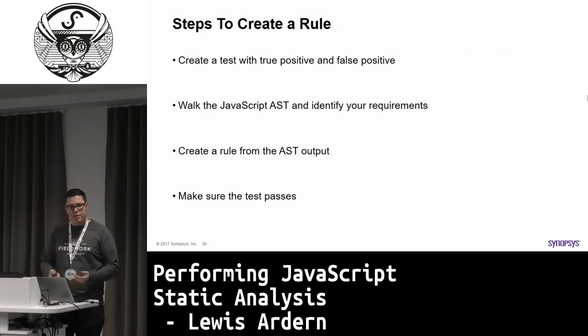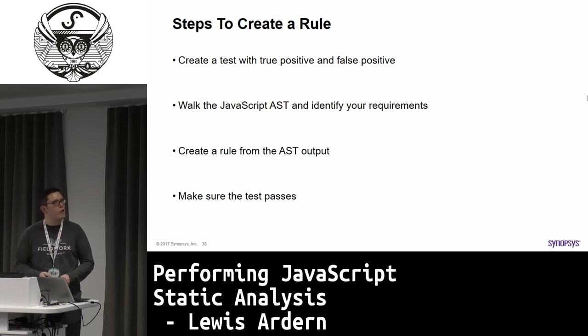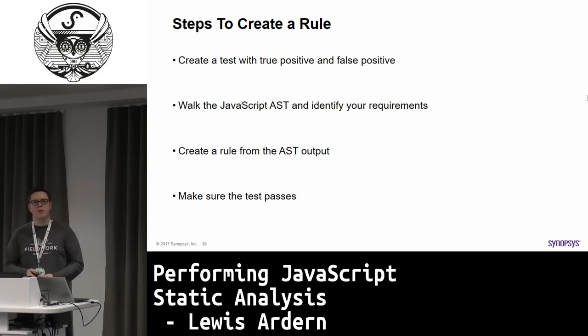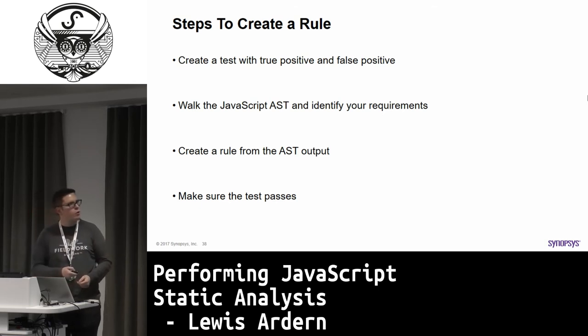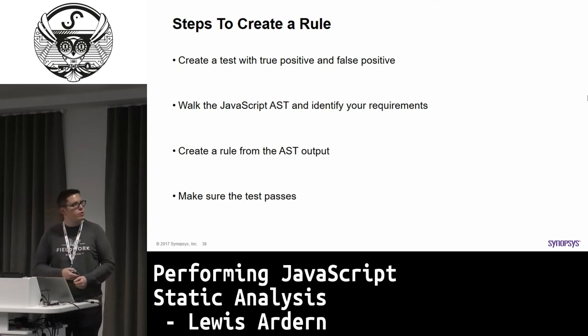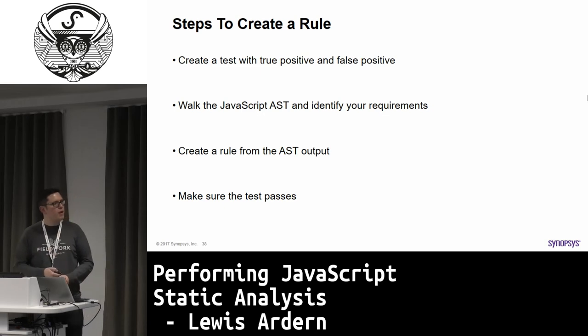These are the steps that I would generally recommend for creating a rule. You want to create a test with a true positive and a false positive, so something that should pass the test and something that shouldn't, relatively simple. You then want to walk the JavaScript AST and identify your requirements. You can create the rule from the AST output and then make sure the test passes.